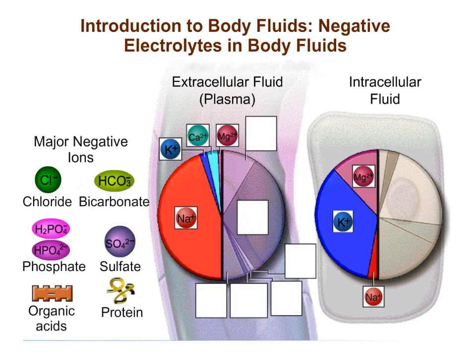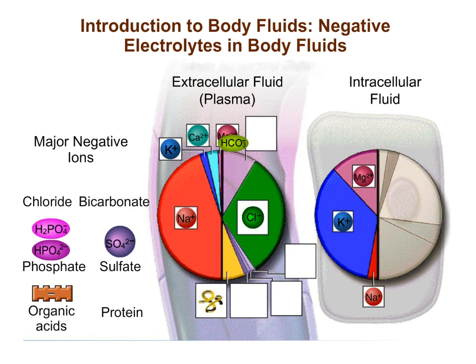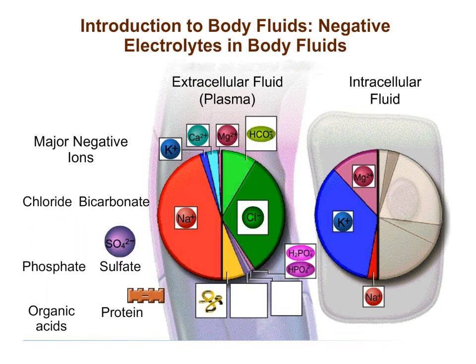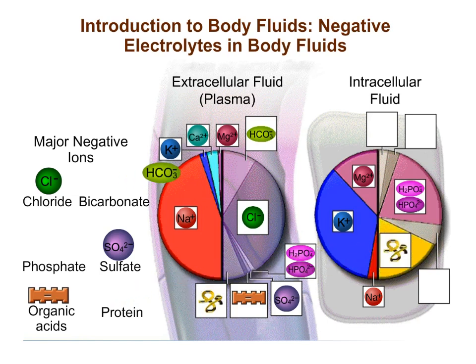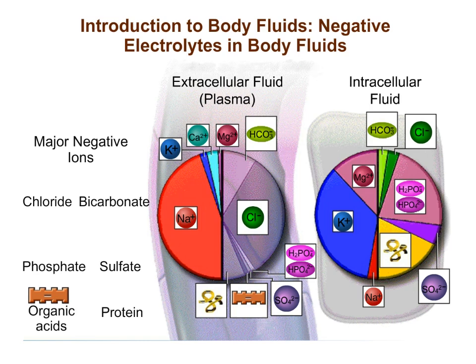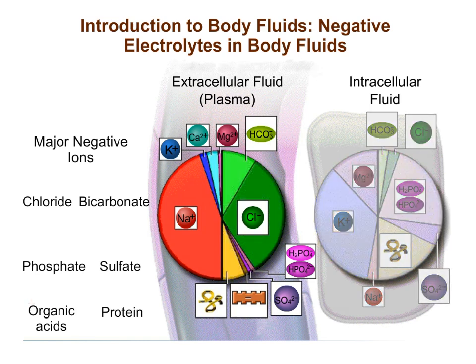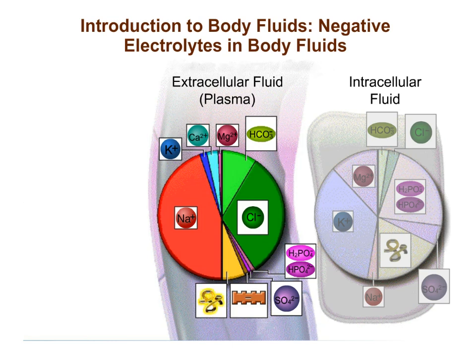The extracellular fluid contains the following negative ions: chloride, protein, bicarbonate, phosphate, organic acid, and sulfate. The intracellular fluid contains the negative ions phosphate, protein, bicarbonate, chloride, and sulfate. The composition of interstitial fluid is almost identical to that of plasma, except for one negative electrolyte: protein. There is very little protein in interstitial fluid.